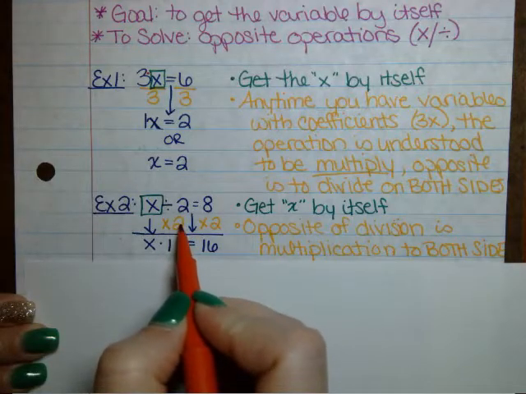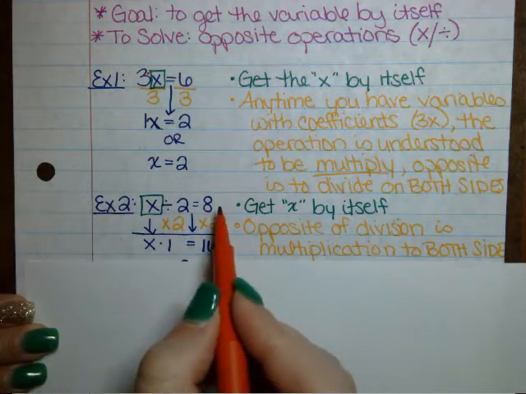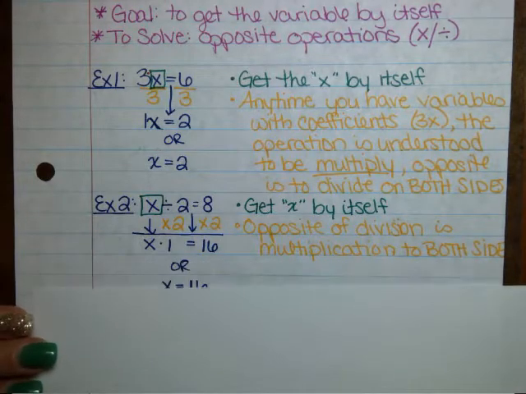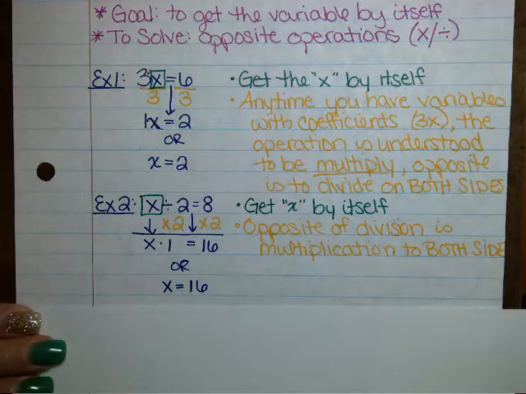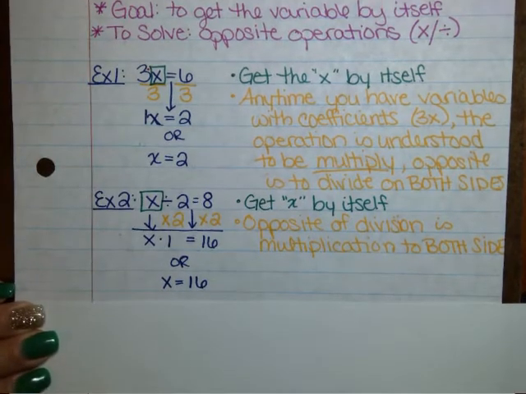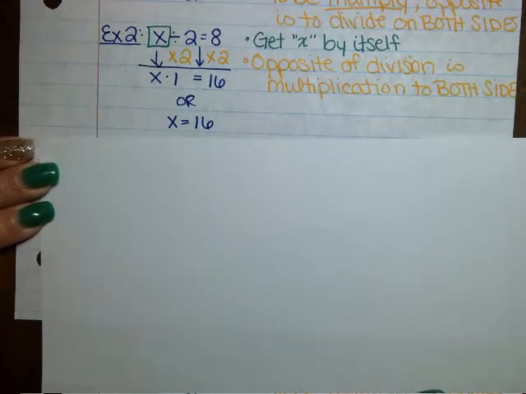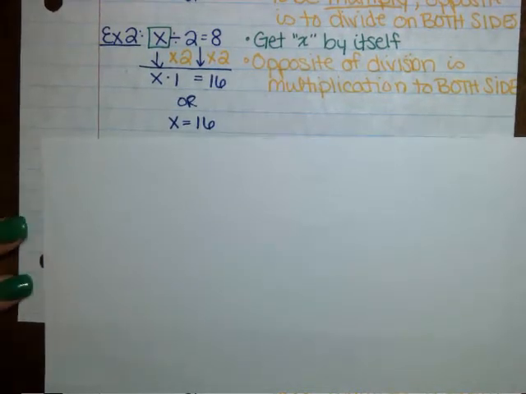Dividing by 2 and multiplying by 2 is going to give you 1. 8 times 2 is going to give you 16. So your final answer is going to be x equals 16. I have 2 more examples, and like the previous video, I'm going to work them out in real time for you.